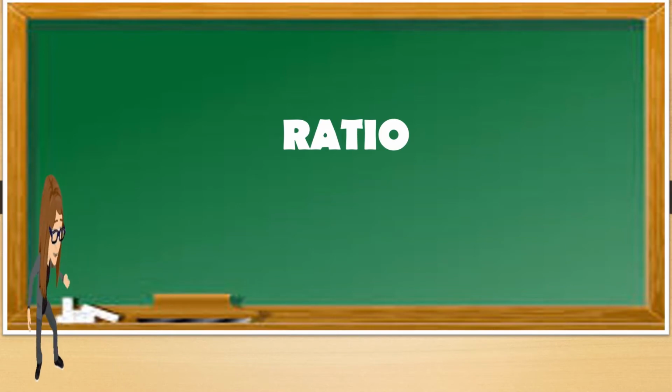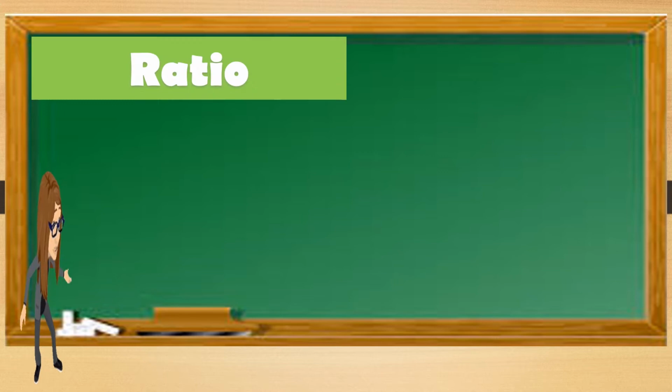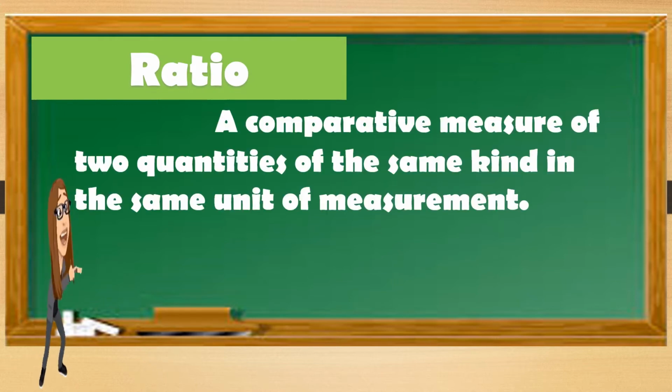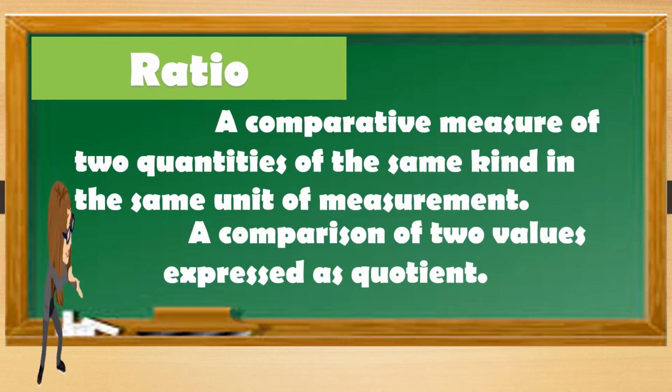Our lesson for today is about ratio. Ratio is a comparative measure of two quantities of the same kind in the same unit of measurement. A comparison of two values expressed as quotient.